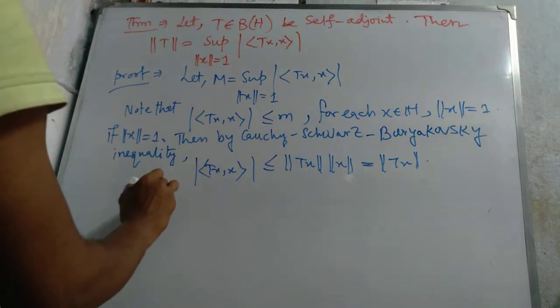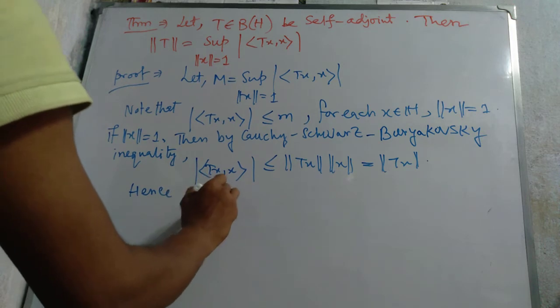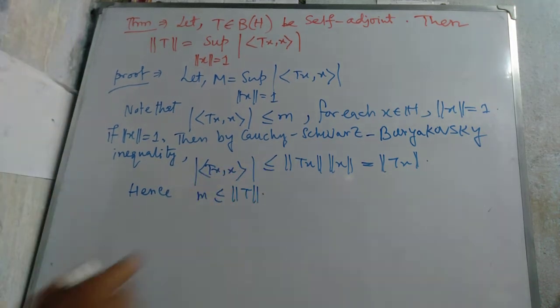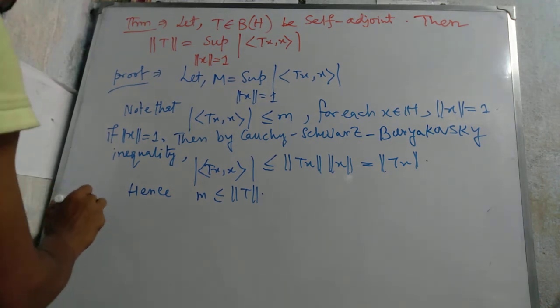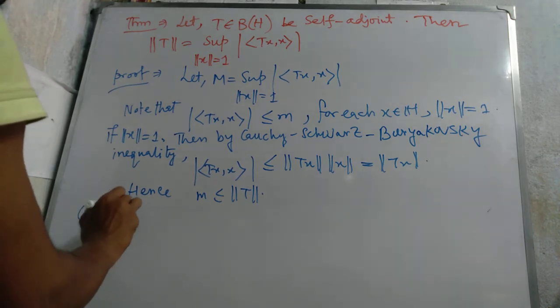Hence m is less than or equal to norm of T. Hence m is less than or equal to norm of T. Okay. Then what do we get? We have to prove the other way, the converse part.